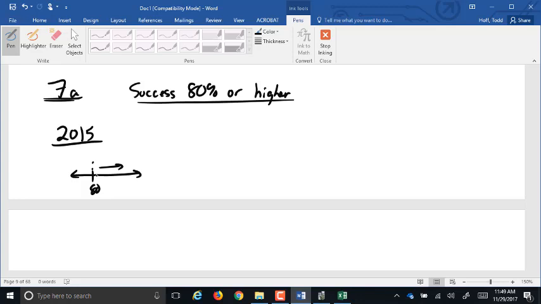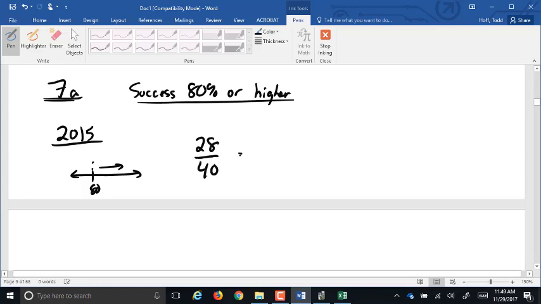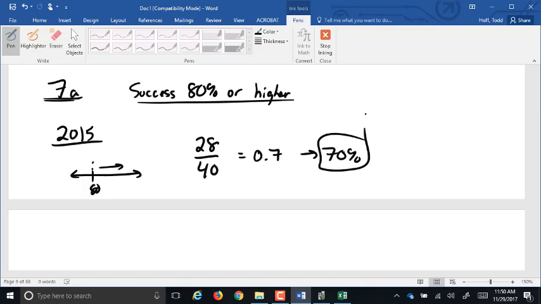That's okay. For the plot for number 7, if we define 80% or higher to be a success, for the grades of 40 students in 2015, how many of those students had a score of 80% or higher on that dot plot? 28. So 28 out of 40 gives us what percent? You got it. That is 70%, which is very comparable to the number they gave us before. I believe it was 71 for 2015.